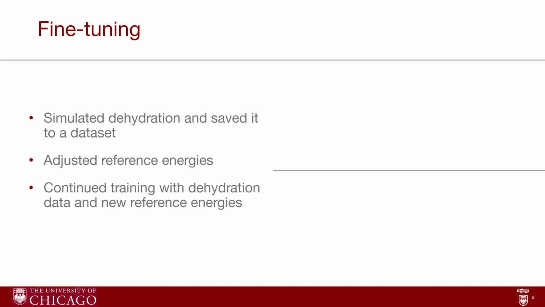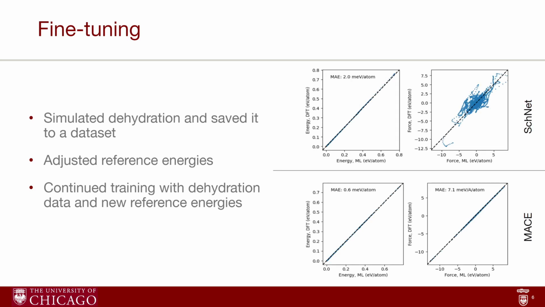The first step was to rerun the molecular dynamics simulation for propanol. I ran it for 2,000 iterations, or about 1/2000th of a nanosecond, and saved it to an XYZ file for fine-tuning. After this, I continued the training for each model using the new propanol dataset and new reference energies. This time, the results were much better with MACE than with SchNet. The forces especially had a significant increase in accuracy.